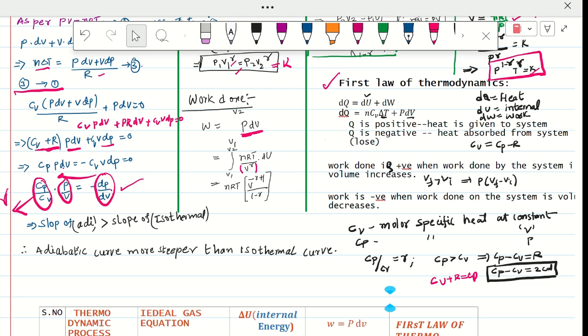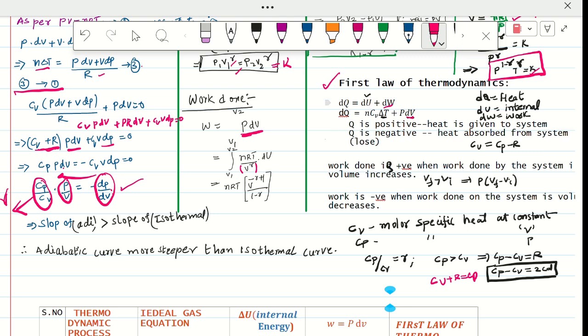Then what is external work done? The work done is when the given heat is used to change the P, V, or T values. This work done is called PdV, P into change in volume. At constant pressure, work done is PdV. PdV can be changed into different formulas, which we'll discuss later.